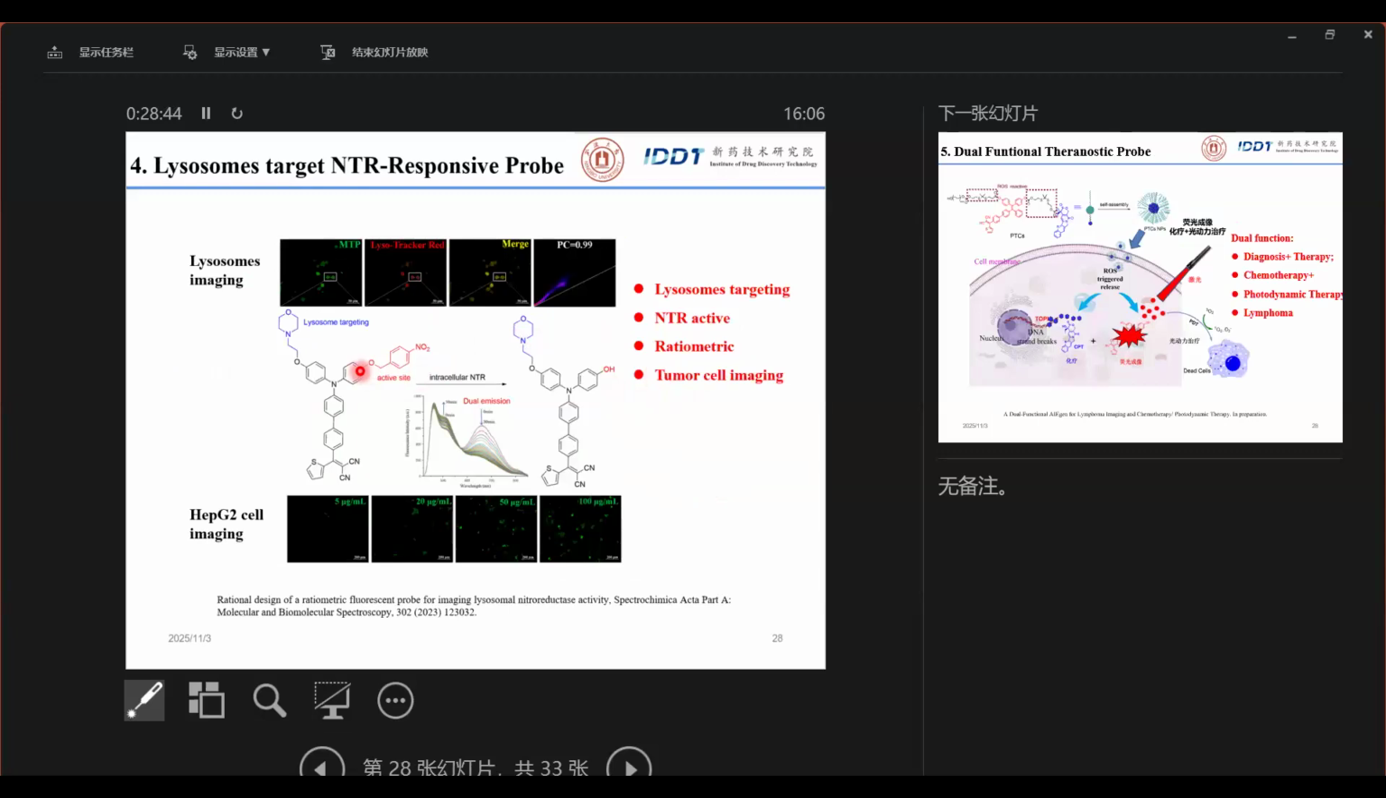And this is another NTR probe. We use this fluorophore with an NPH3 part, and with 2CN as the accepting groups. And this is for lysosome targeting. And here is the nitroreductase-active part. So this probe can be used for ratiometric imaging, from red fluorescence to green fluorescence, with two different colors. If the color changes from red to green, it means NTR is overexpressed in these cells.